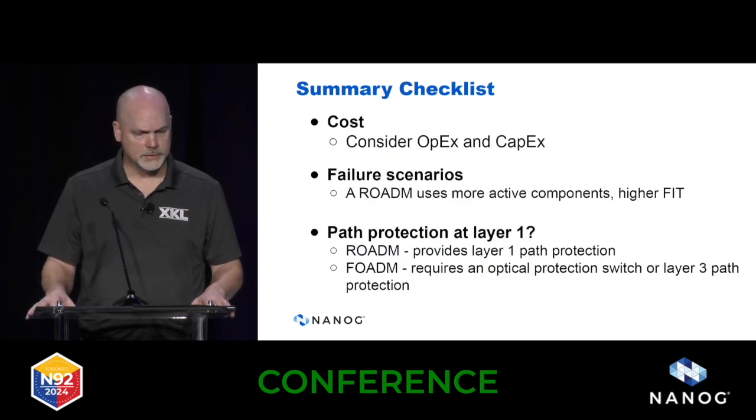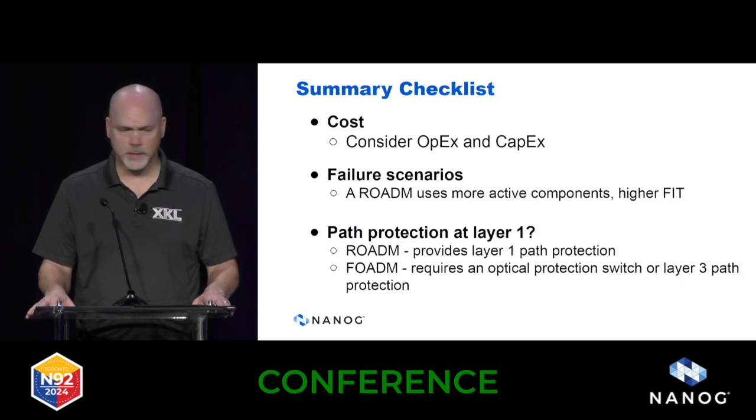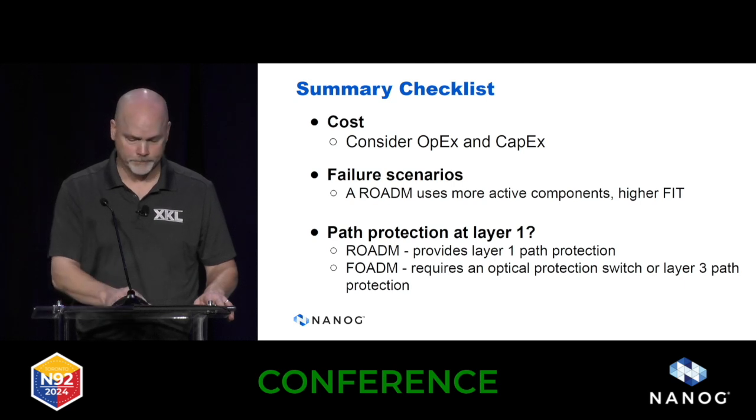So the cost, OpEx, CapEx, we talked about that. It can be analyzed and you can figure out what makes sense for you. Failure scenarios, if that's a real pain point for you, the ROADM WSSs, they're going to fail. It's just a matter of when. And for path protection, that can be important for you if you want to do a layer 1 path protection. That's an inherent part of a WSS, very straightforward to do that. If you have a FOADM, then you need to use an optical protection switch or do your protection at layer 3.